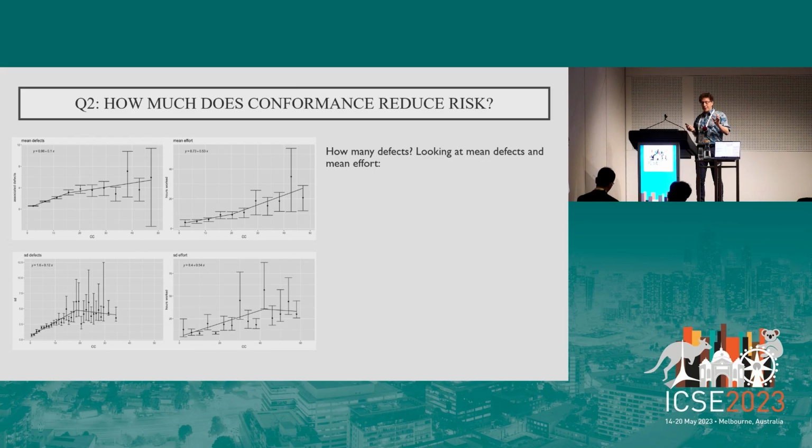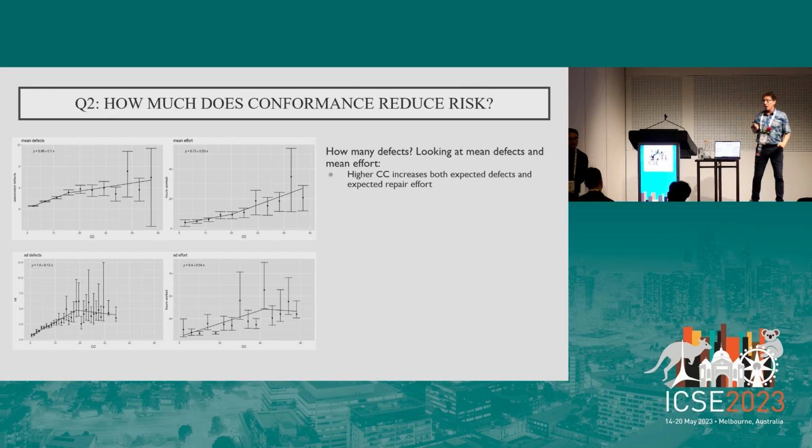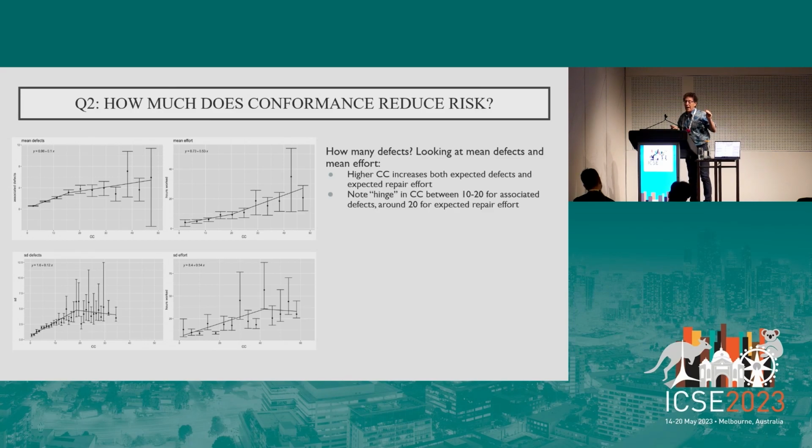how much does conformance to this number, this magic number of below 16, reduce risk? So if you look at mean defects and mean effort, the top 2 graphs, what you see is that there's a knee in the curve at somewhere between 10 and 20 for defects and around 20 for expected repair effort. So that says that there's something interesting going on when we get above 20.